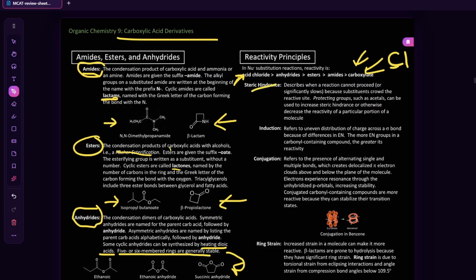And then steric hindrance, remember about bulkiness and stuff like that. Remember, molecules are in 3D, right?